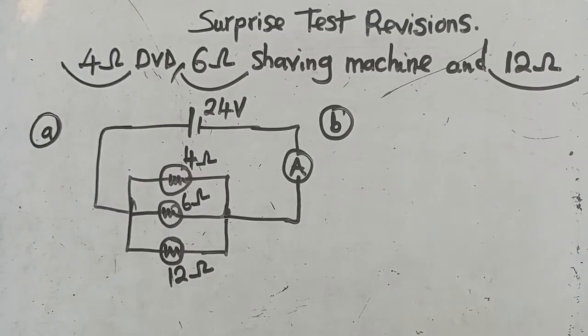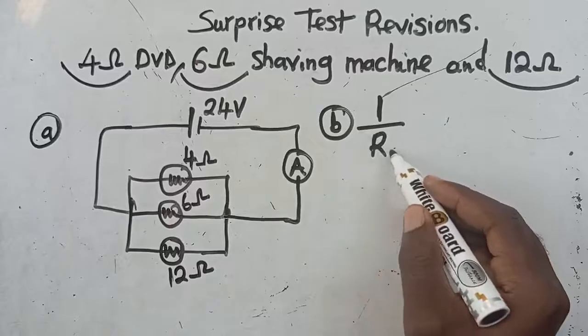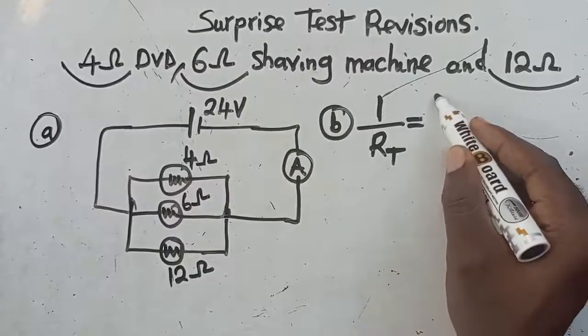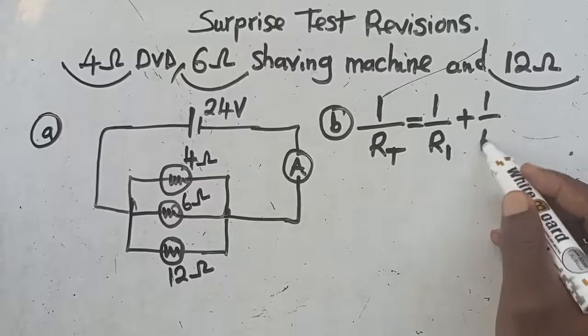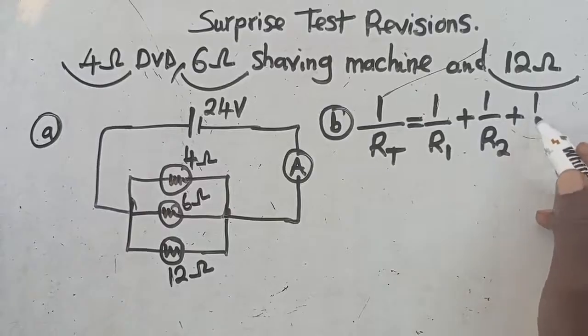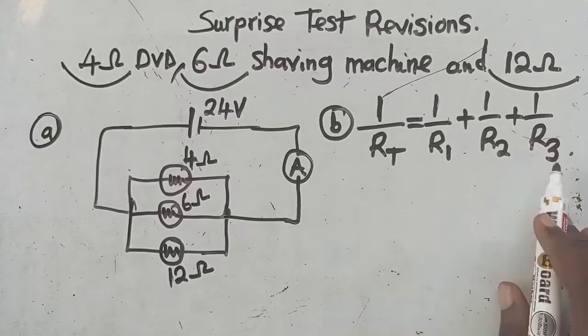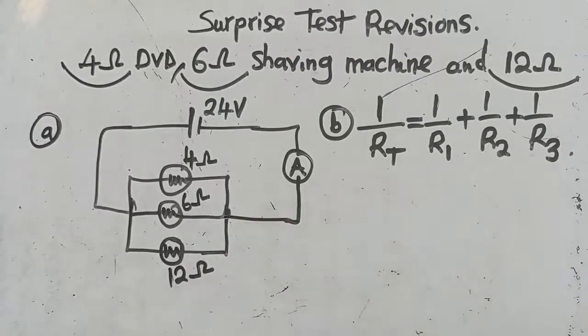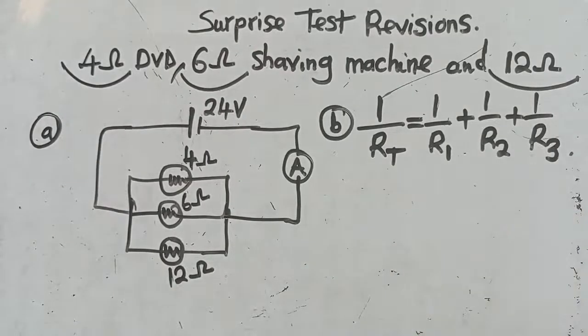I told you that if resistors are more than 2, there is a particular formula that you need to use. We say 1 over total resistance is equal to 1 over resistor 1 plus 1 over resistor 2 plus 1 over resistor 3. This is the formula we are going to use. I've ended up at 3 because I'm having 3 resistors. This is a general formula, and it can be used on any question as long as you are told to find the total resistance.